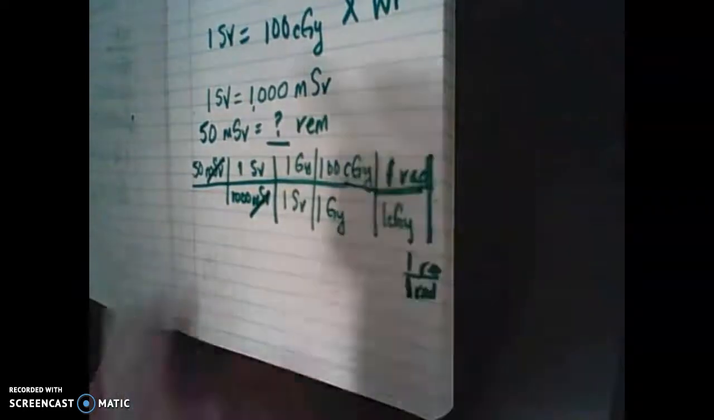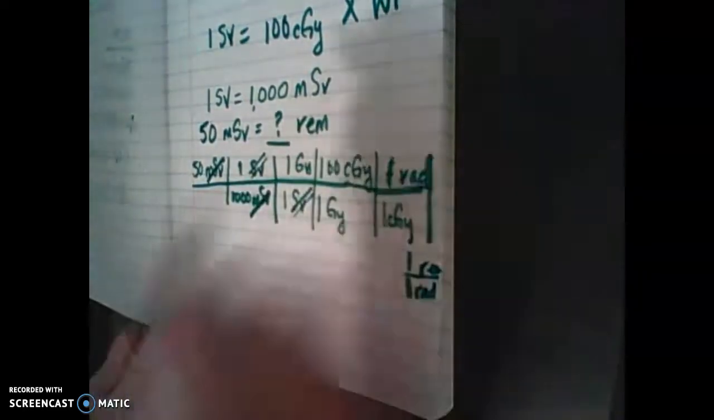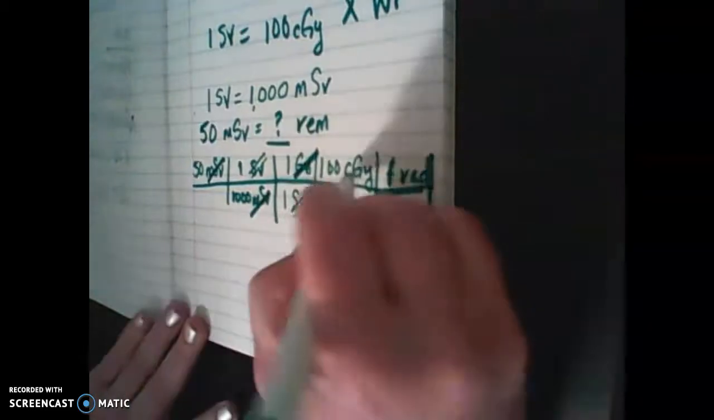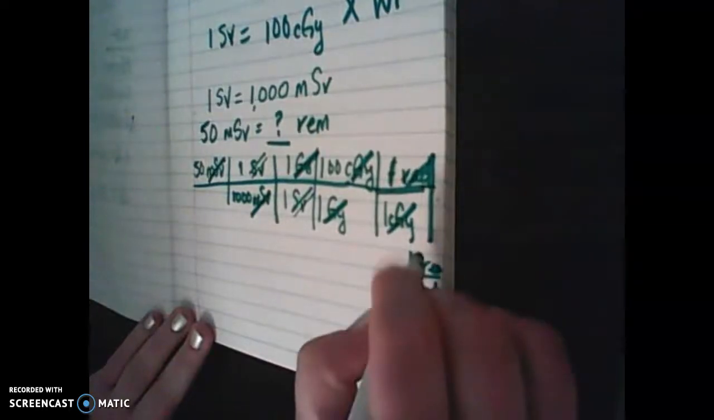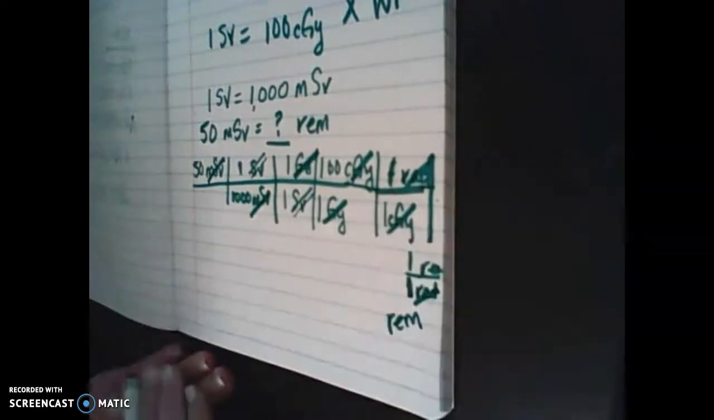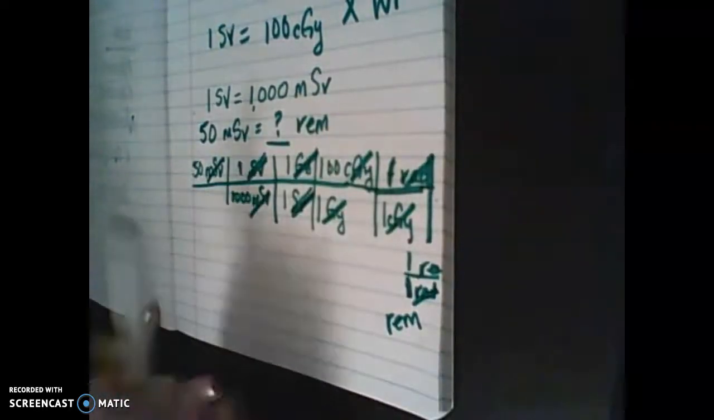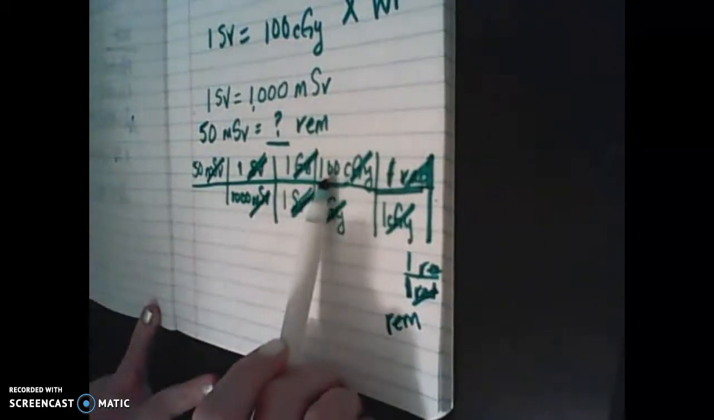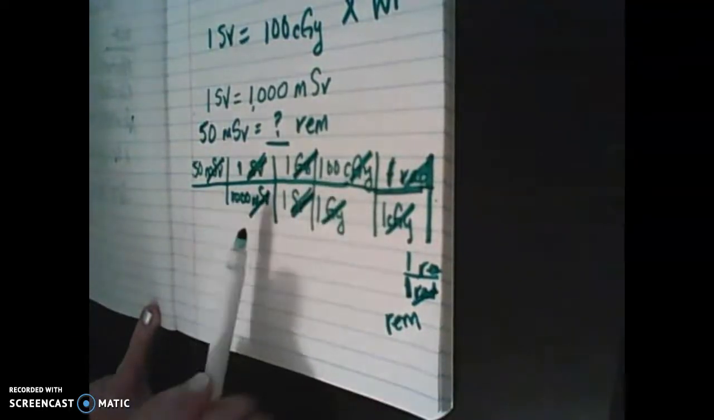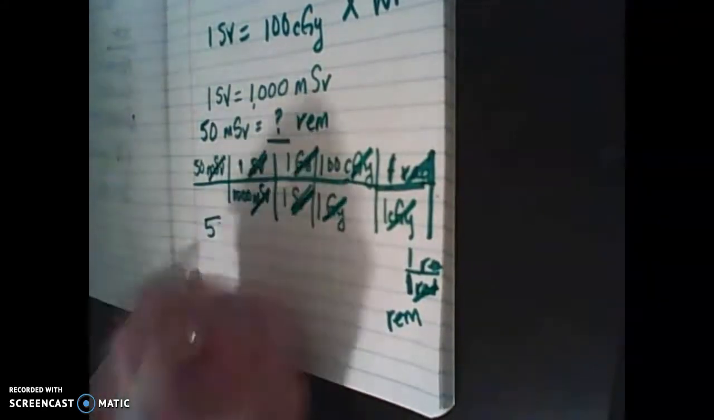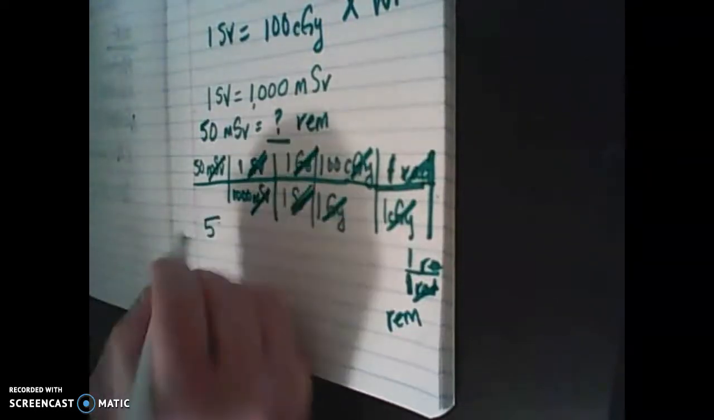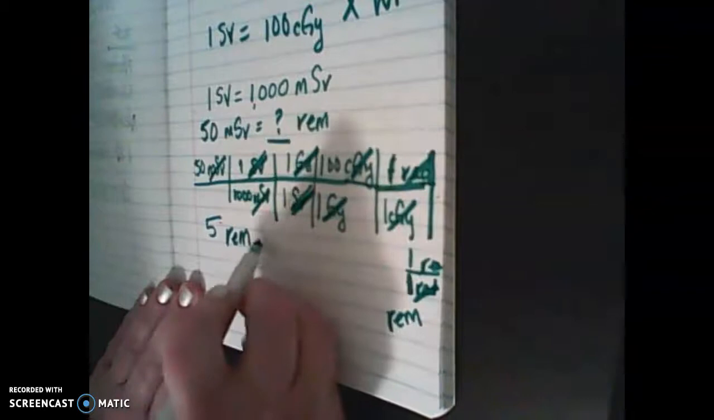So let's look back at our units. Millisieverts cross out with millisieverts. Sieverts cross out with sieverts. Grays cross out with grays. Centigrays cross out with centigrays. Rads cross out with rads, and that leaves us with rem. It's hard to read, but that's a rem. So all we have left to do now is our multiplication. We're going to multiply 50 by 100, and then divide by 1,000. So the answer is going to be 5. So there are 5 rem in 50 millisieverts.